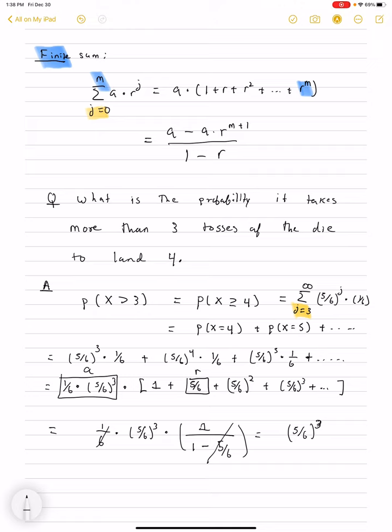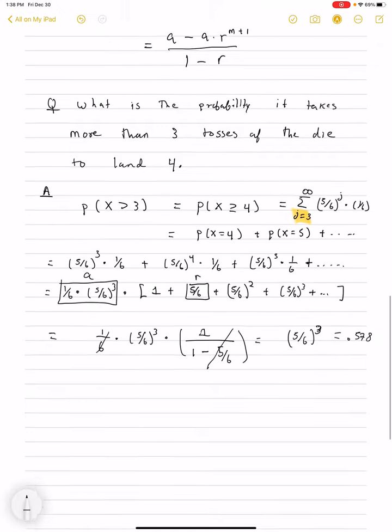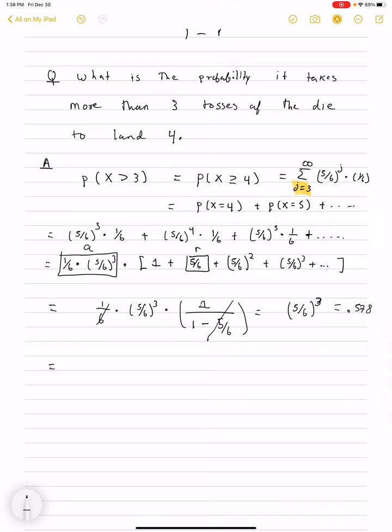So that was a pretty nifty example. And this, in case you're wondering, is 0.578. So 57.8% chance it takes more than 3 tosses of the coin, or put another way, 4 or more. You might be wondering, could I calculate this probability in another way? And the answer is yes, you can. So the probability x is bigger than 3, we could have used the complement rule.